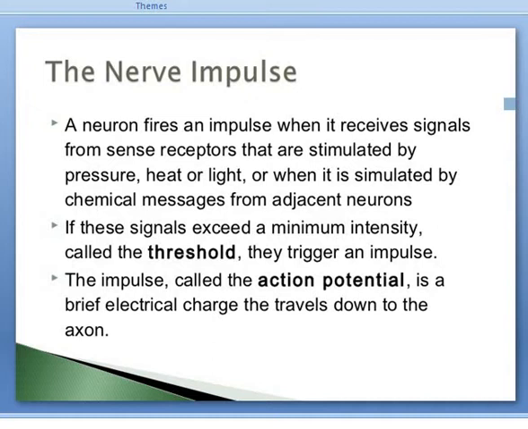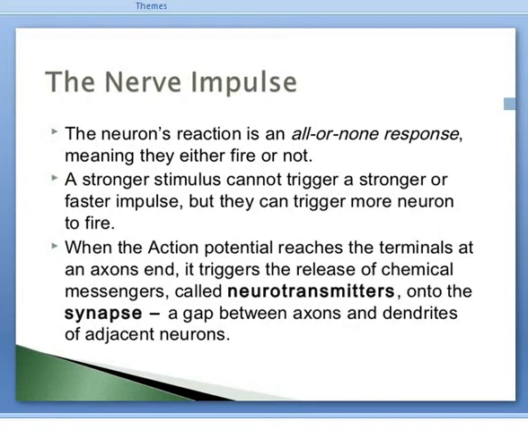The impulse, called the action potential, is a brief electrical charge that travels down the axon. The neuron's reaction is an all or none response, meaning they either fire or not, which means that they either respond completely or do not respond at all. The strength of the nerve impulse remains constant along the nerve fiber. A strong stimulus cannot trigger a stronger impulse, but it can trigger more neurons to fire.